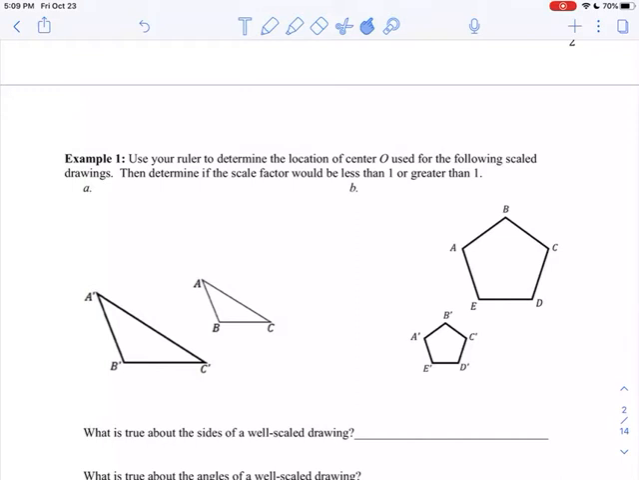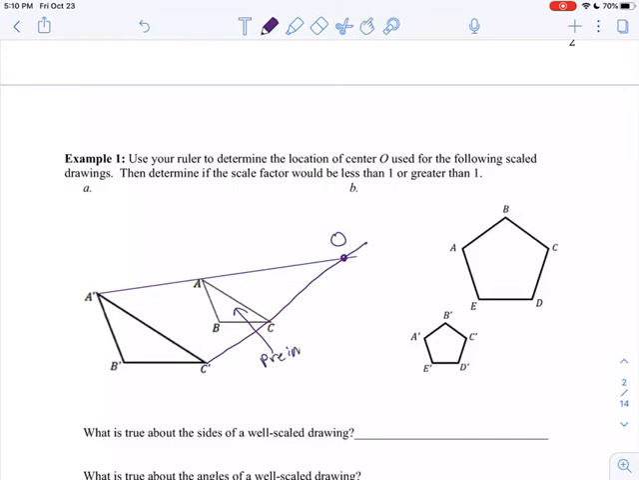Use your rule to determine the location of center O used for the following scale drawings. Then determine if the scale factor would be less than 1 or greater than 1. So I'm going to take a ruler. Let's see if I can do this. I'm going to connect the image and the pre-image. See how I did that? Okay. And then let me just connect C prime and C.